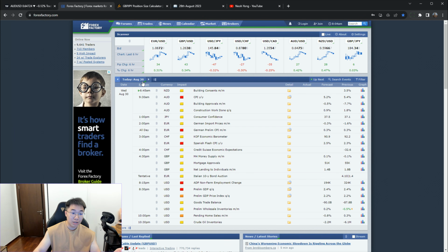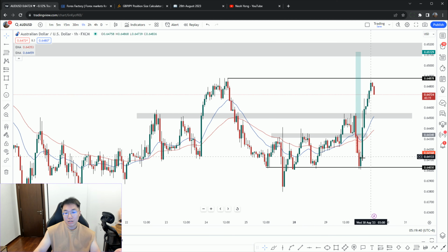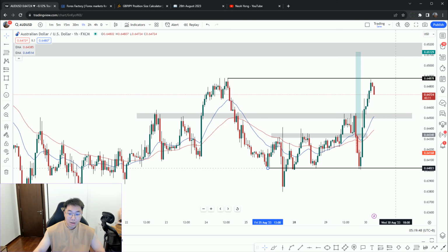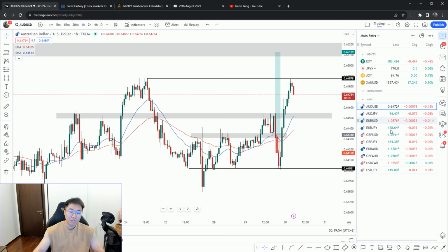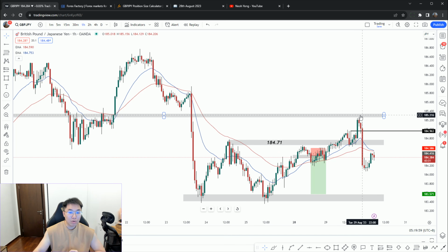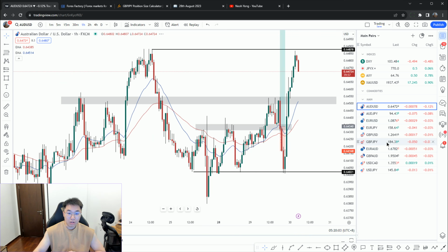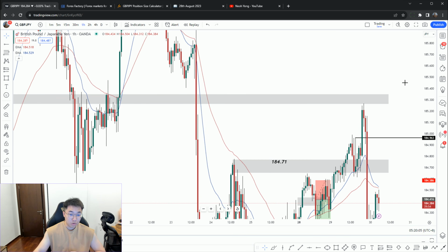If you look at 29th of August, we got the JOLTS job openings, major news. That was something that we talked about in our community as well. Price actually pulled back deep into 0.64, then reversed all the way back. But to be frank, one of the biggest reasons why I missed out on this move was also my mistake. I thought pound yen was going to get triggered, because by that time I got stopped out on Aussie dollar. Pound yen was really close to our limit order.